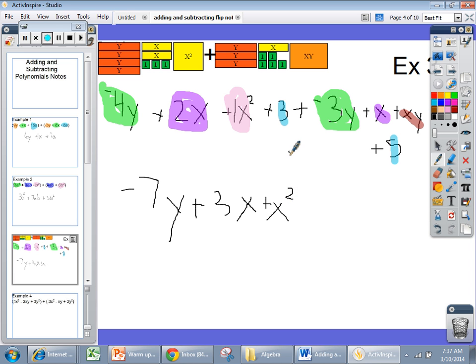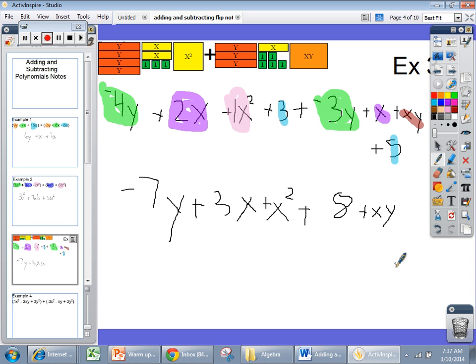All right, we have a 3 and a 5. They're both positive. 3 plus 5 is 8. That's supposed to be 8. Sorry, it got a little crazy. And then the last thing that we have is just that xy that's all by itself. The xy, you just leave it by itself.